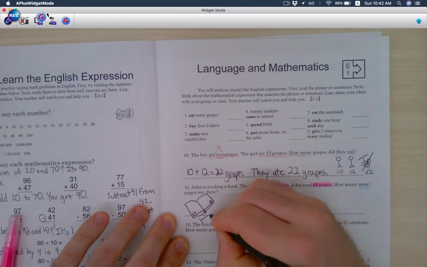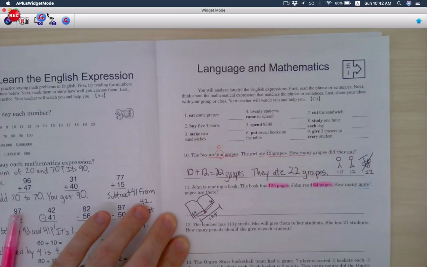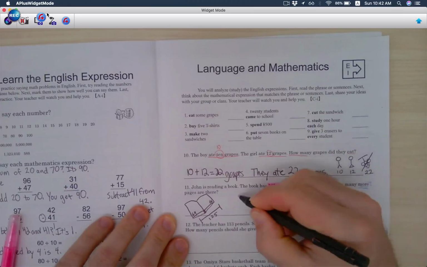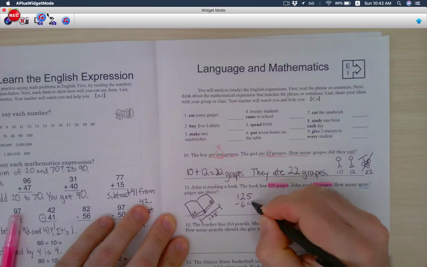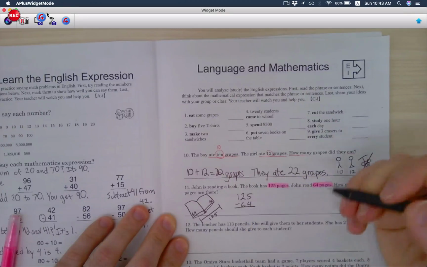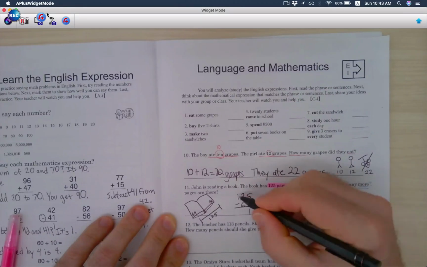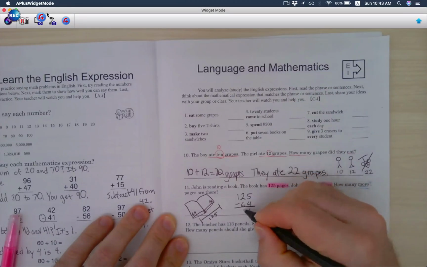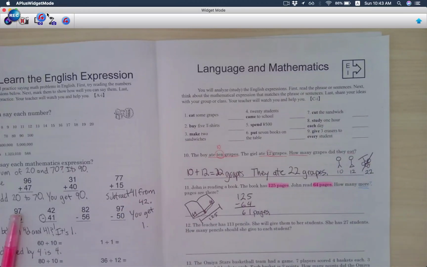And in total, there are 125 pages. Next, I'll write out the problem. 125 minus 64, and I'll draw my equals line. Then 5 minus 4 equals 1, and 12 minus 6 equals 6. So I know that there are 61 pages left. Now I'm ready to move on to the next one.